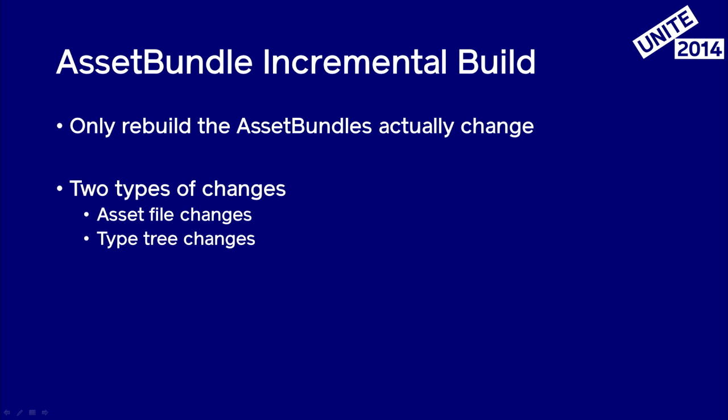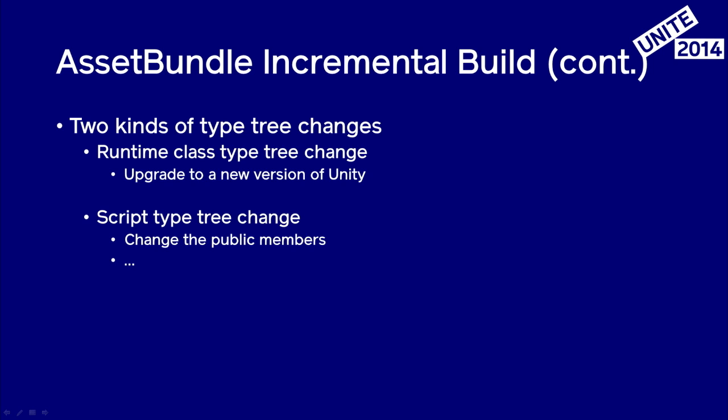Actually, there are 2 types of changes in Unity. The first one is asset file change. For example, you modify the transform of a prefab, or you modify a pixel of the texture. This will make the asset change. And the second one is type tree change. Actually, there are also two kinds of type tree changes in Unity. The first one is runtime class type tree change, which usually means that you upgrade to a new version of Unity, right? And the second one is script type change. For example, you can change the public members of your script to make the script type change.